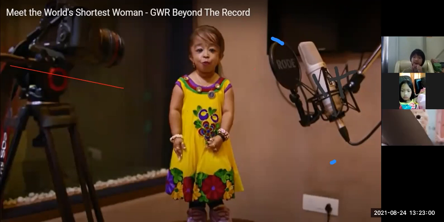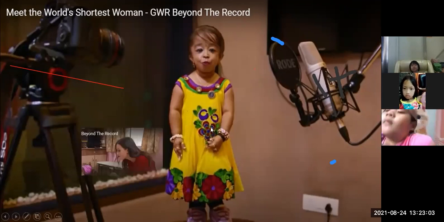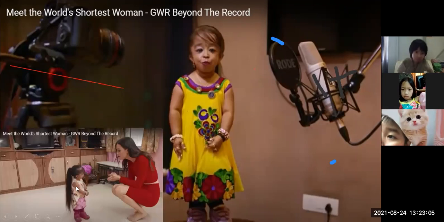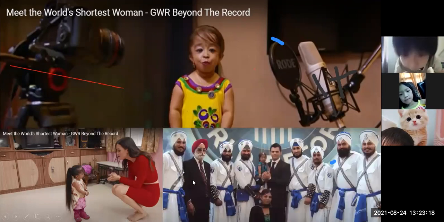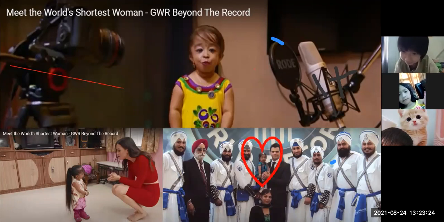Now let me tell you that this woman is from India. Can you see her? She is 27 or 28 years old now. I'm not sure, I forget. Look at her. She is very short. As you can see, she's like a Barbie. Wow, very short, right? It's not like a real human.